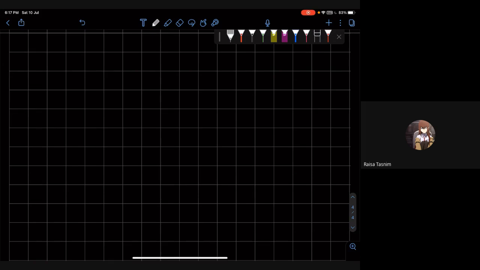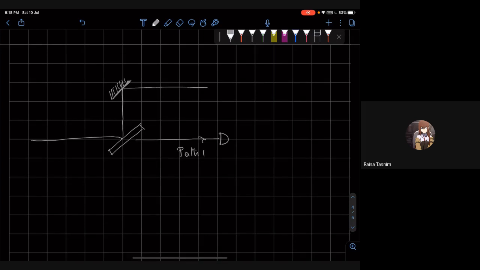And so suppose that we have a beam splitter here, and we have a photon coming in, and the photon can go through, say this is path 1, and you can have a detector here, right? And the photon can go here, and suppose there's a mirror here. So this is not a beam splitter, this is just a mirror, and then the photon can go in this direction. And there is another detector here, and this is path 2.